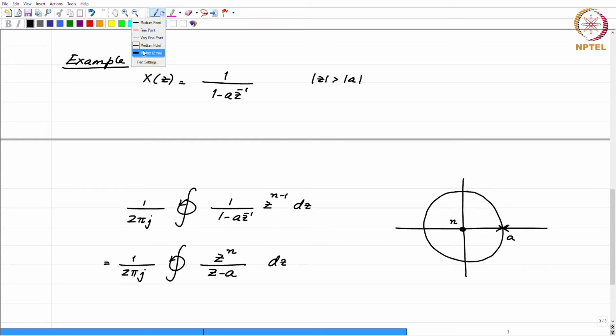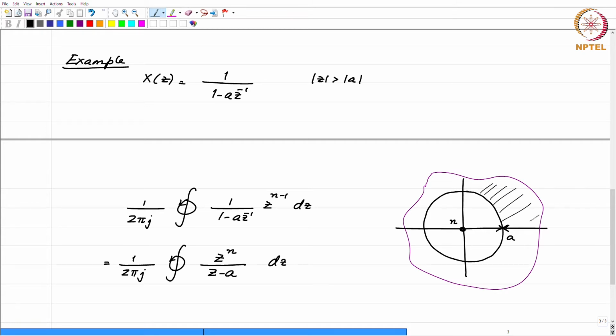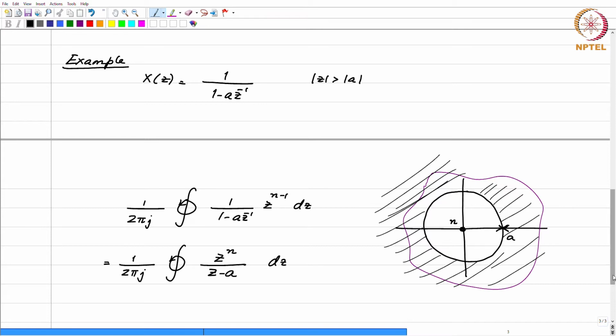Therefore, the contour C is a closed contour which is in this region, because the region of convergence is this. By definition, the closed contour C has to be taken in the region of convergence.